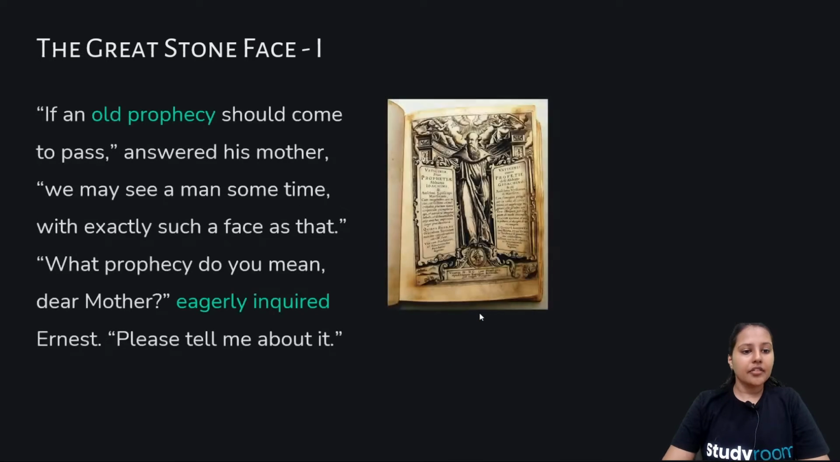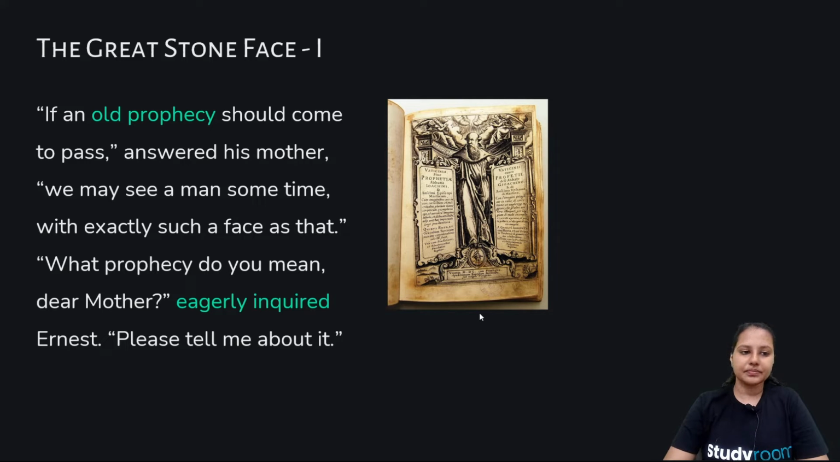Then it says, "If an old prophecy should come to pass," answered his mother, "we may see a man sometime with exactly such a face as that." So then this mother goes all religious and spiritual and says that if something comes true, if the spiritual gods believe in it, this may actually happen, that somebody looking like this may come in front of you. And then Ernest asks, "What prophecy do you mean, dear mother? Please tell me about it." The curiosity of a child, that you cannot leave the topic here.